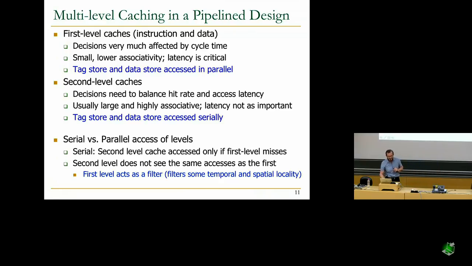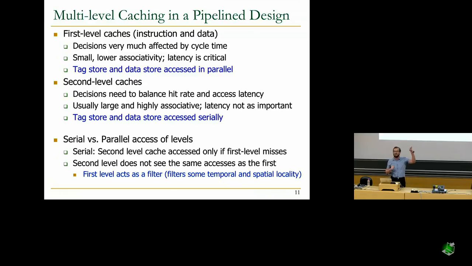So most of the time today, cache levels are accessed serially. You access the first level first, and then if you miss, you access the second level, and if you miss, you access the third level. As a result, different levels act as filters to the later levels. They filter out some temporal and spatial locality. And this is exactly another reason you need to manage them differently as well.